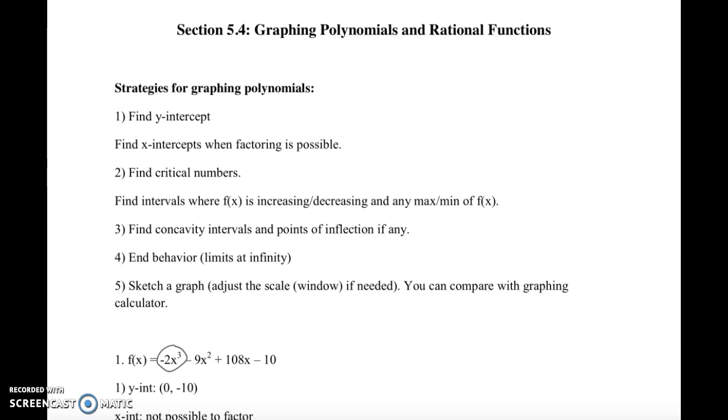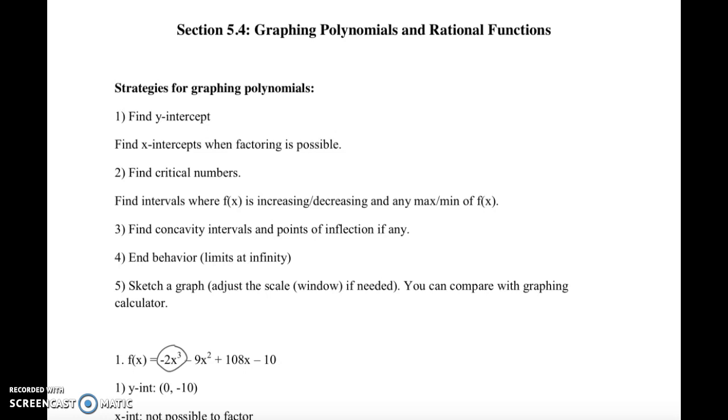And just find the x-intercepts when factoring is possible. If you can factor it, then generally your numbers are very nice and they're very easy to plot. If you can't factor, then don't go ahead and find the x-intercepts. The next thing we want to do is find the critical numbers. So we want to find where the function is increasing and decreasing, as well as any maxes or mins of our function f of x. So we need to find those critical numbers.